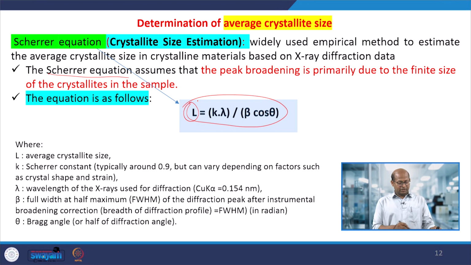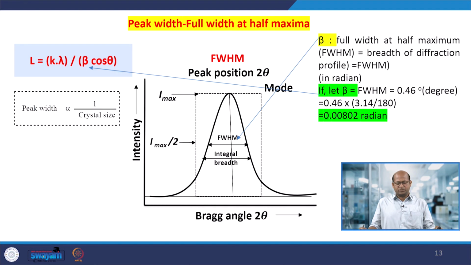Here K is the equation constant, usually we take 0.9. Lambda is the wavelength of the X-ray that is used, usually 0.154 nanometers, depending upon the X-ray wavelength used for that specific X-ray diffractometer. And beta is the full width at half max, which we can get from the X-ray diffraction pattern, and theta is the specific Bragg angle, which we can also get from the diffraction pattern, and that can be used to calculate the average crystallite size.